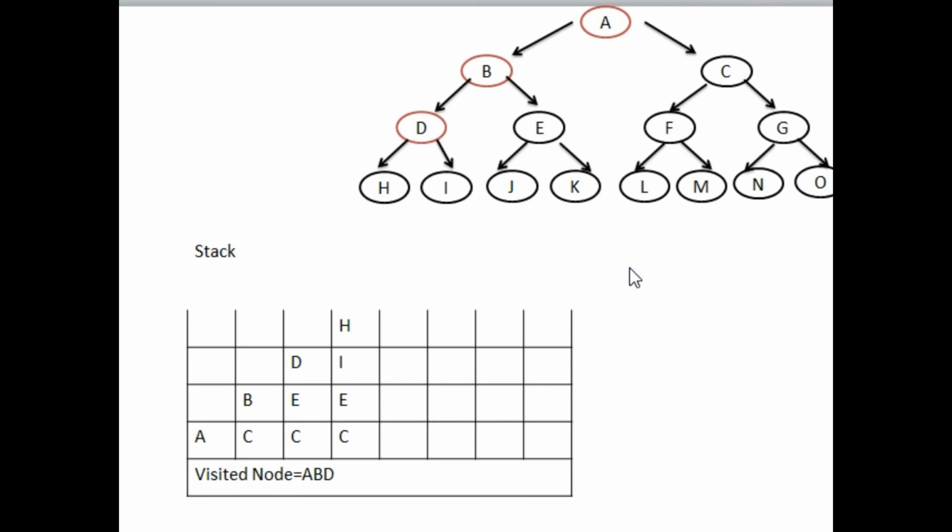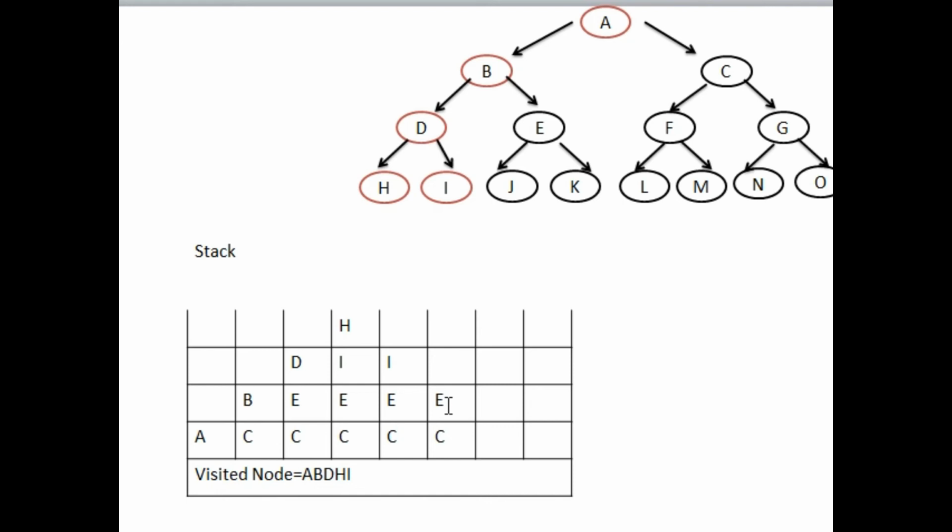So then guess which node I will traverse. I will traverse H, because it is at the topmost location of the stack. So I will pop the value from the stack, which is the H node, and there is no children. I will traverse and write over here. So there is no increment in the stack. Then I will pop the next value which is I and check whether it is a goal or not.